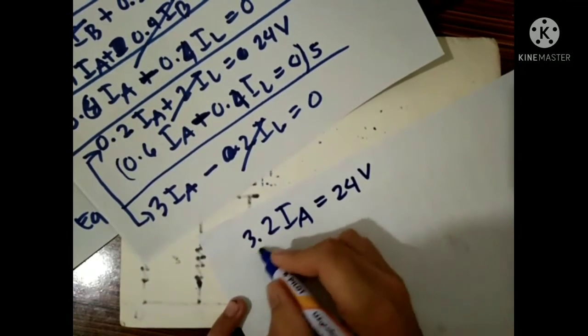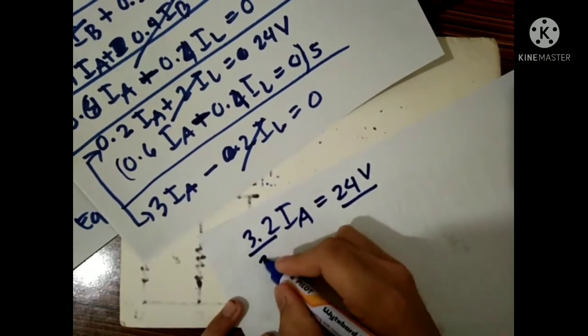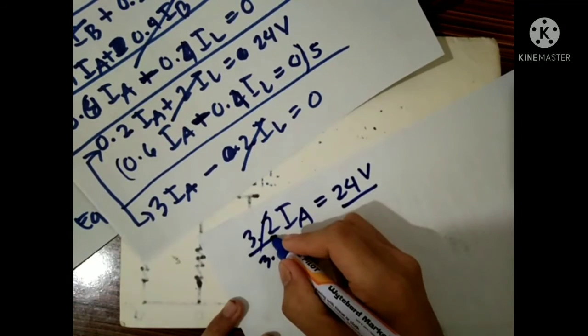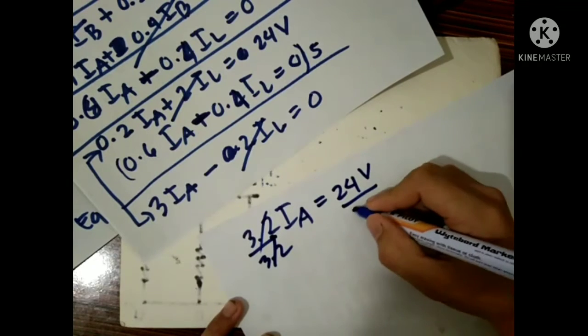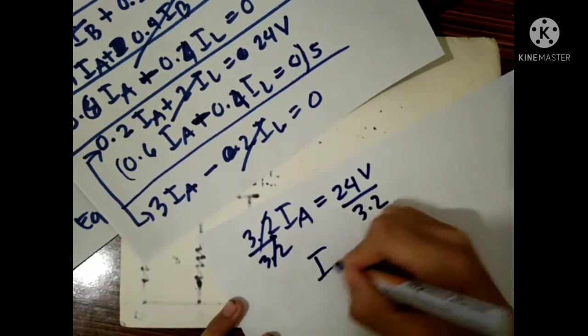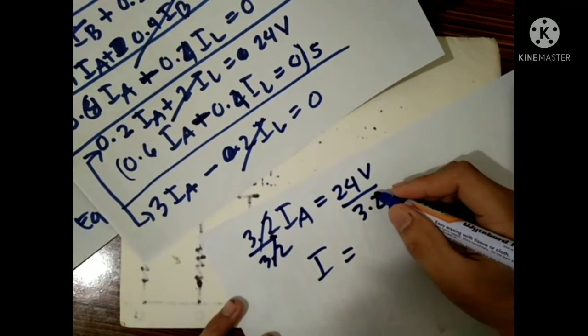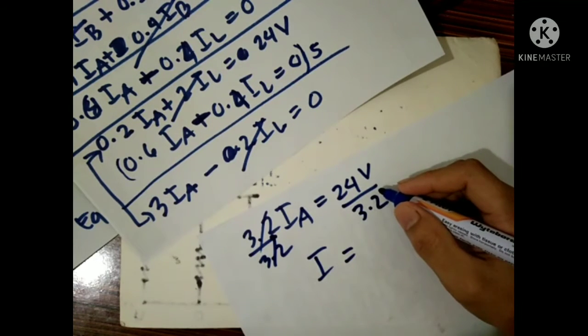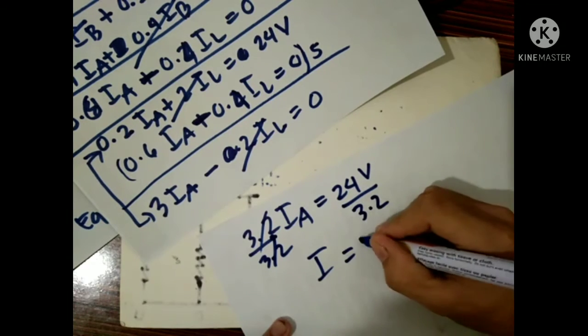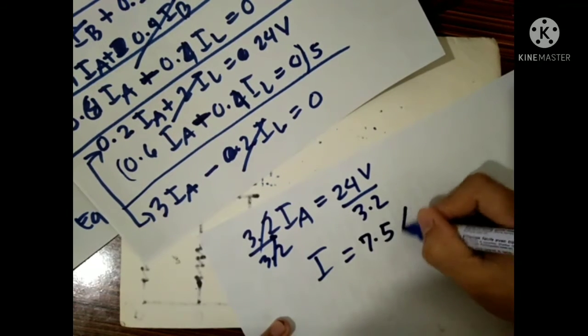So we can divide both sides by 3.2 to cancel out the value for IA, and IA is equal to 24 volts divided by 3.2, so we can have the value of 7.5 amperes.